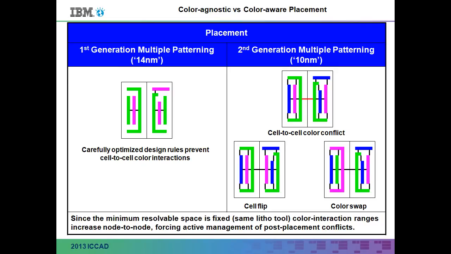Fortunately, we have options. We have 3 colors available. One option is to just geometrically flip the cell and hope the conflict goes away, hope you find the other color as you flip the cell. The other, of course, is to do color swapping.